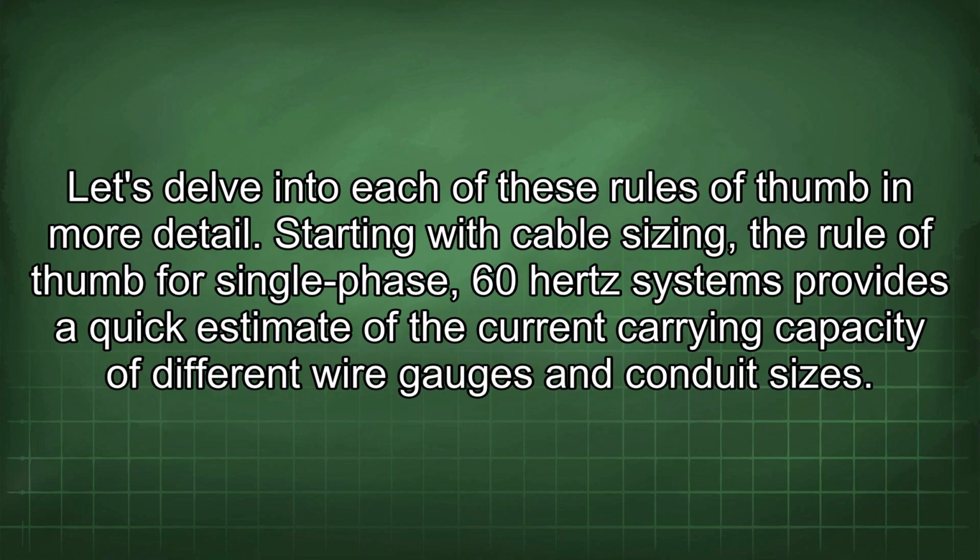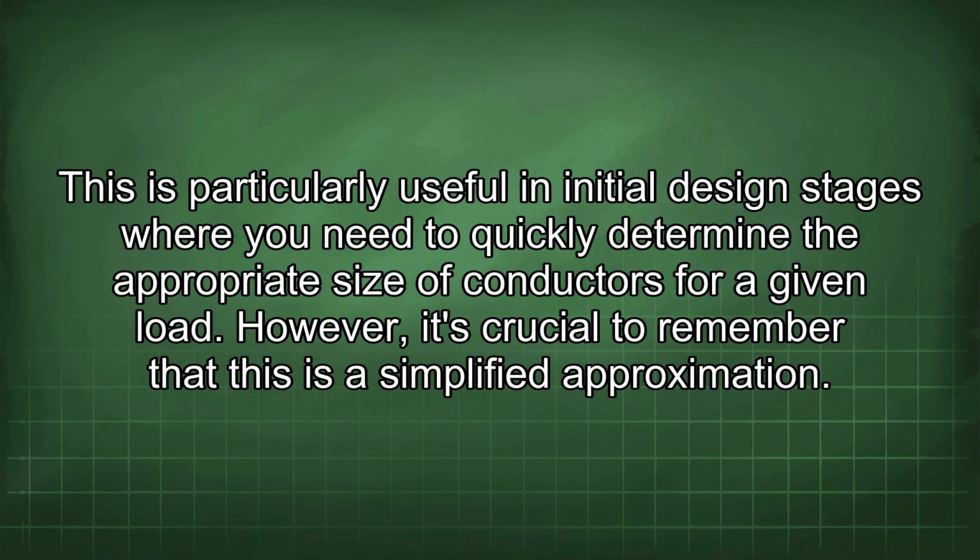Let's delve into each of these rules of thumb in more detail. Starting with cable sizing, the rule of thumb for single-phase 60 Hz systems provides a quick estimate of the current carrying capacity of different wire gauges and conduit sizes. This is particularly useful in initial design stages where you need to quickly determine the appropriate size of conductors for a given load. However, it's crucial to remember that this is a simplified approximation.